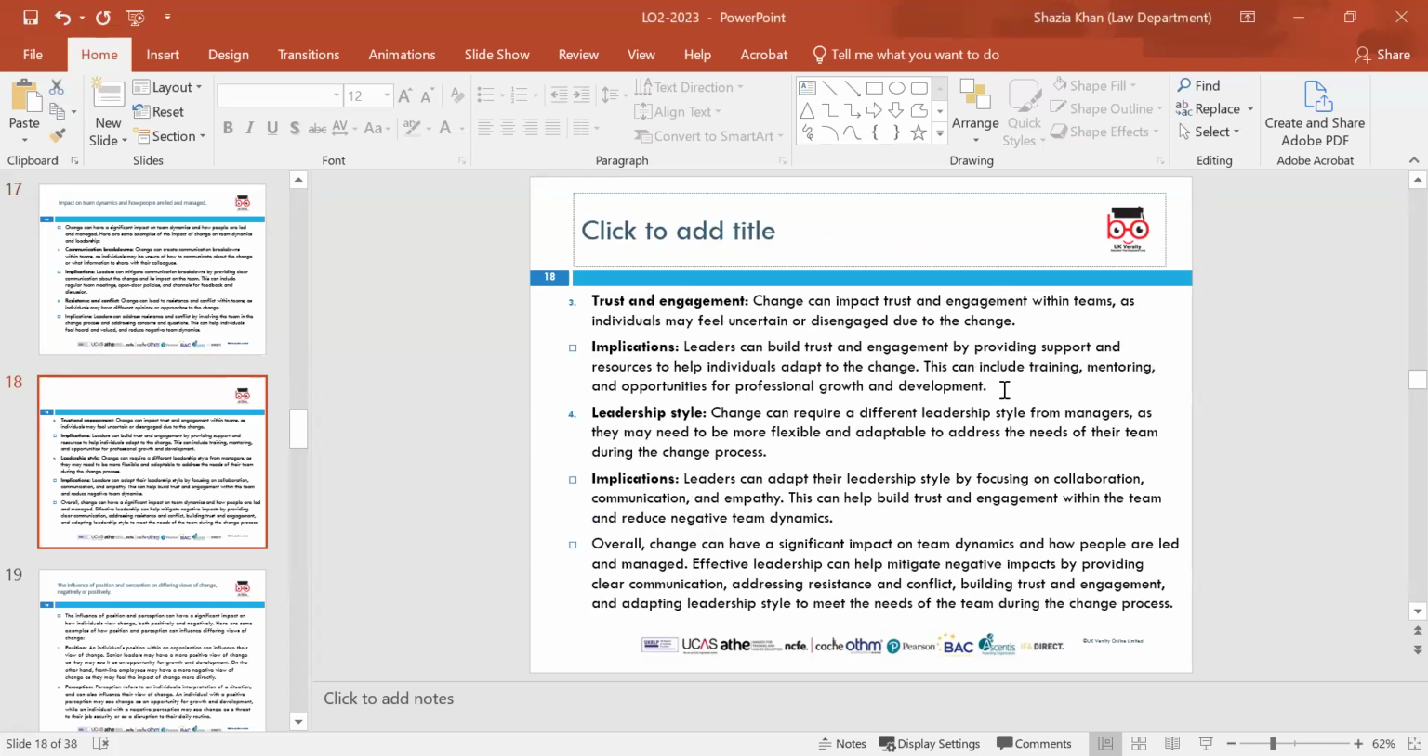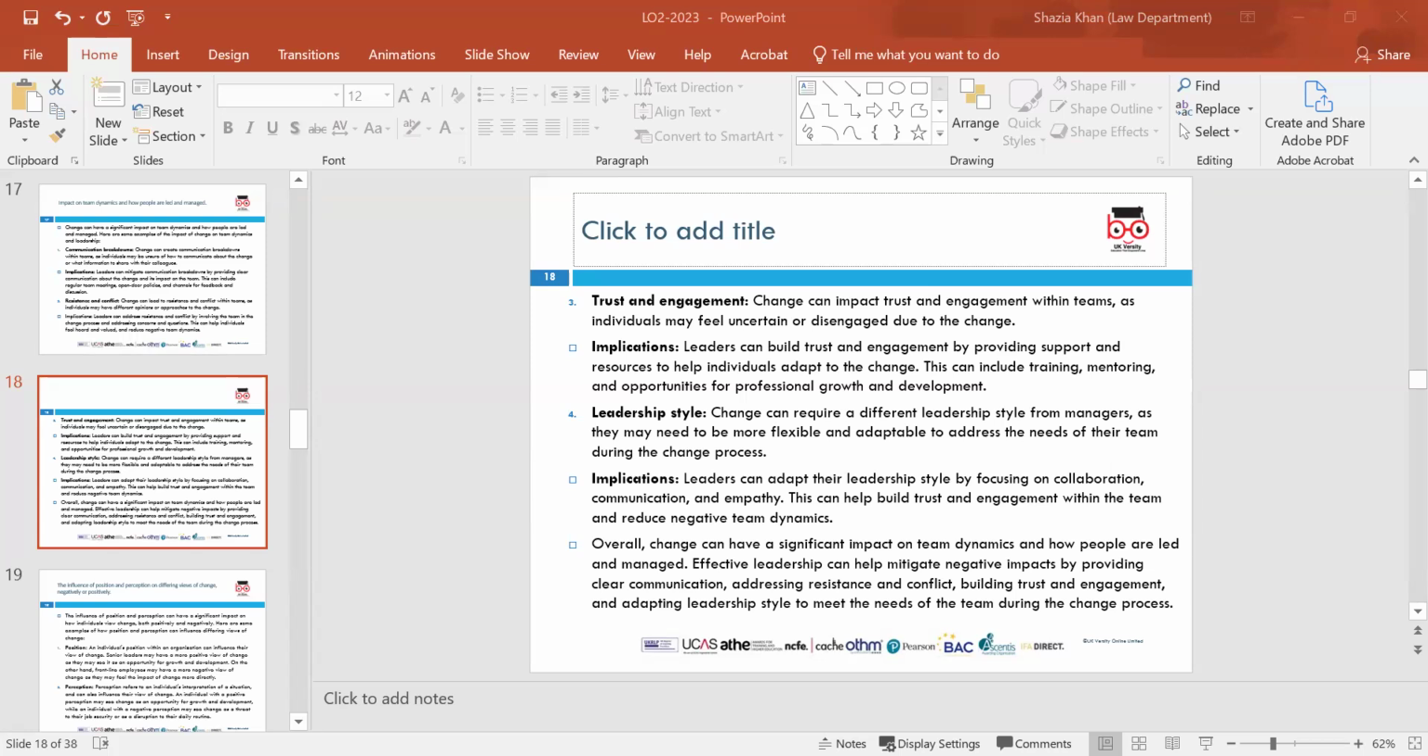Change and engagement. Changes can impact engagement with teams, as individuals feel uncertain about change and trust and engagement can suffer. Here leaders need to support individuals and help them adapt to change, providing training and breaking down any barriers.